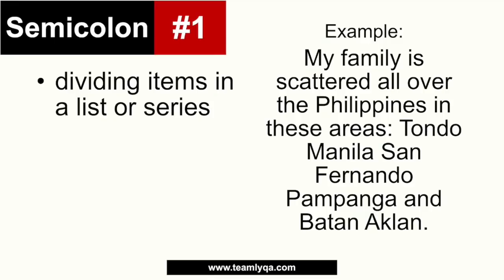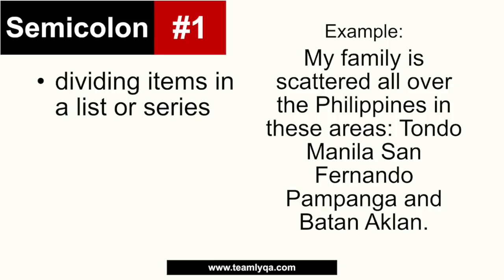Yung first one is, again, dividing items in a list or series. Now, let's take this example, yung sentence natin. It says, my family is scattered all over the Philippines in these areas. Tapos gumamit tayo ng colon, which is again, isa sa mga function niya, to introduce a list of items. Now, itong next part, hindi ko nilagyan ng punctuation marks kasi I want you to really focus on this. Saan ko gagamitin yung semicolon? Saan ko naman gagamitin yung comma?